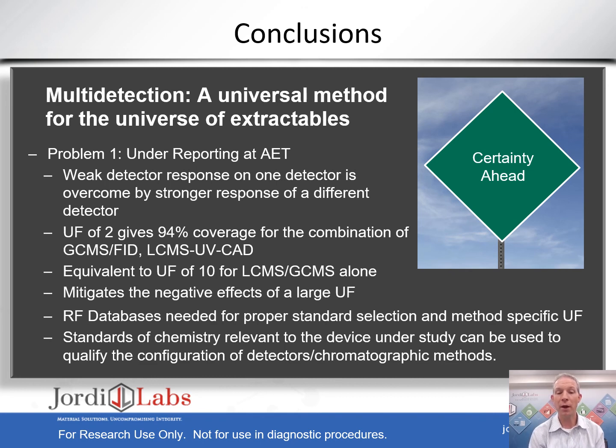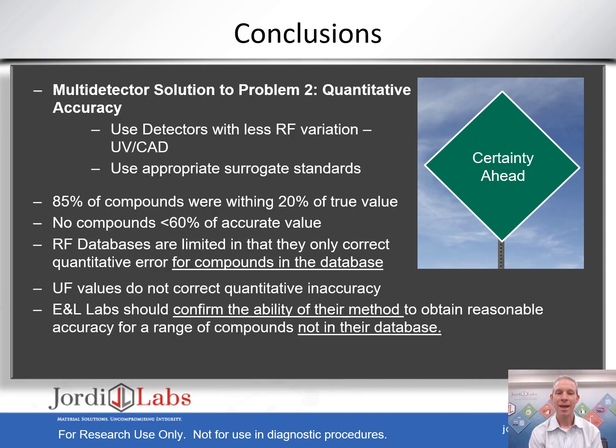I would finally note that RF databases are needed for proper standard selection and for determining appropriate UF. And lastly, that standards of chemistry that is relevant to our device can be used to qualify the method on an individual analysis and for an individual device. In regards to quantitative accuracy, we would note that having multiple detectors allows us to pick a detector for quantitation which has less RF variation, and thus is a means for improving quantitative accuracy.